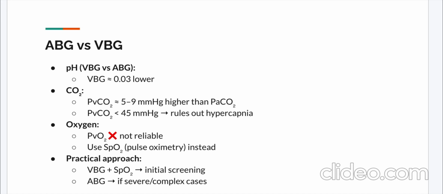But if the patient has a severe critical illness or any complex scenario where you think the actual oxygen concentration is required and may be different from what the pulse oximeter is showing, then you go for ABGs.